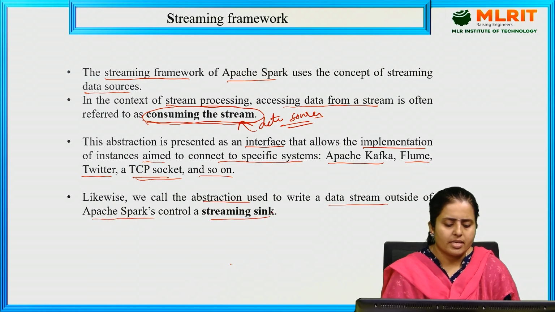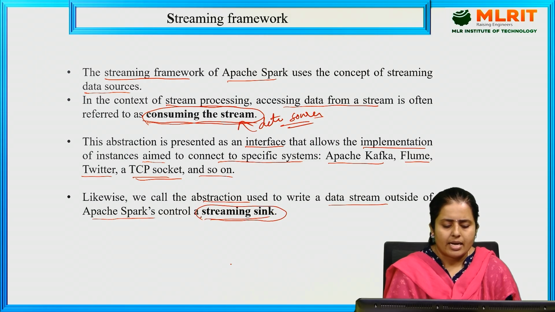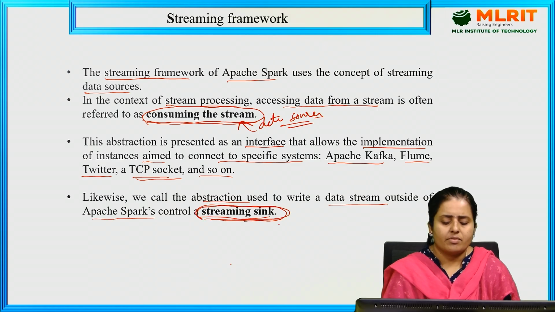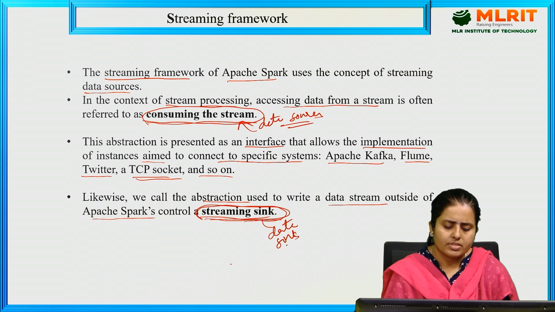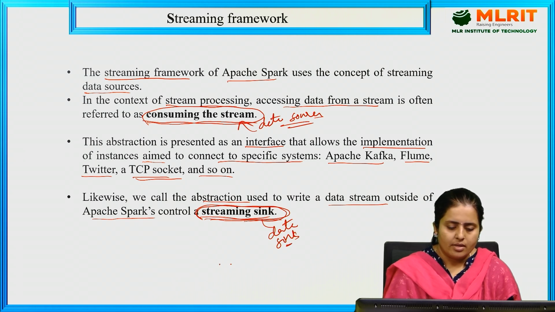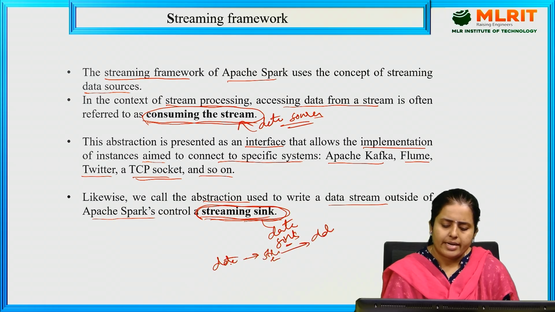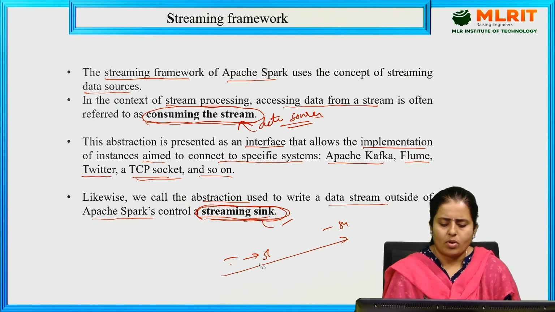Likewise, we call the abstraction used to write the data stream outside of Apache Spark's control a streaming sink. After collecting the data and getting the output from the analysis, we store that data in the sink, which is technically the data sink, or streaming sink. So data source connects to the streaming engine, and the streaming engine connects to the data sink. All these three steps work one by one. Now let's move on to the next slide.